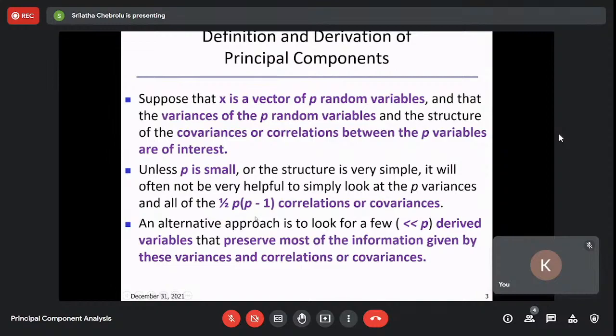Here they have considered x as a vector of p random variables. We have p dimensions, and the variances of the p random variables are given. And then the structure of the covariances or correlations, meaning how these dimensions are correlated with each other. For that, we have to find how two features are correlated.